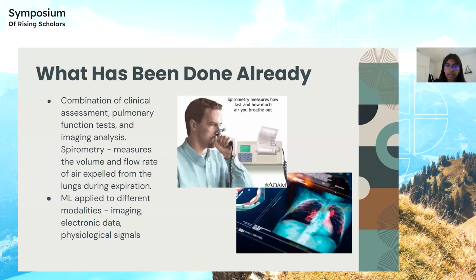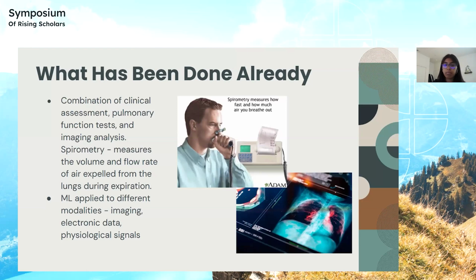So current diagnosis of COPD utilizes a combination of clinical assessment, pulmonary function tests, and imaging analysis. Spirometry is the most widely used pulmonary function test, and it measures the volume and flow rate of air expelled from the lungs during expiration. And while spirometry is the standard for diagnosing COPD, it's limited in the sense that it requires specialized equipment, it requires trained medical professionals, and it is often unable to capture subtleties during the early stages of the disease. And there are other tests as well, such as chest x-rays and screening blood tests. However, they more so measure the overall state of the lungs rather than specific information for COPD diagnoses.